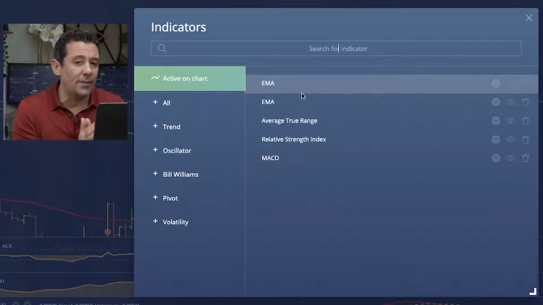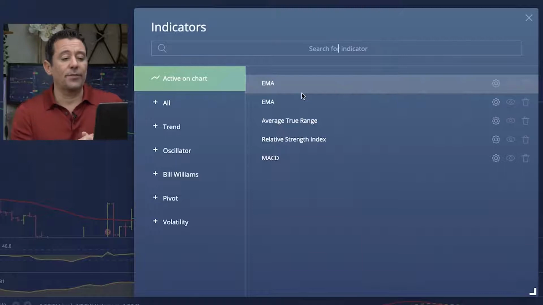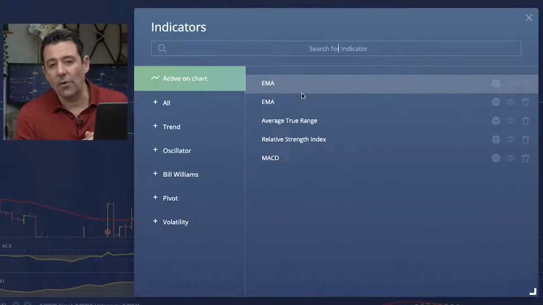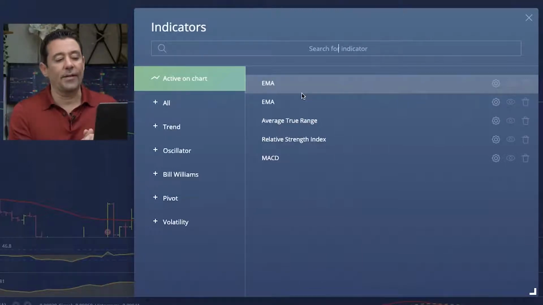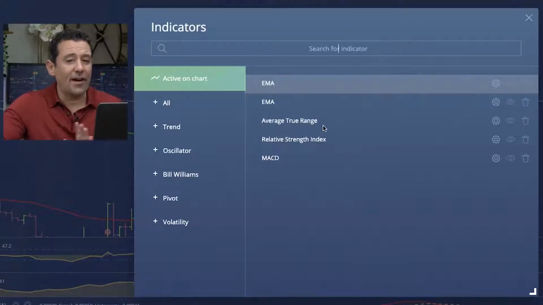I'm looking at two exponential moving averages. There'll be a 50 period exponential moving average, which I've colored in red, and a 200 period moving average, which I've colored in green. Then I'm showing you the average true range.